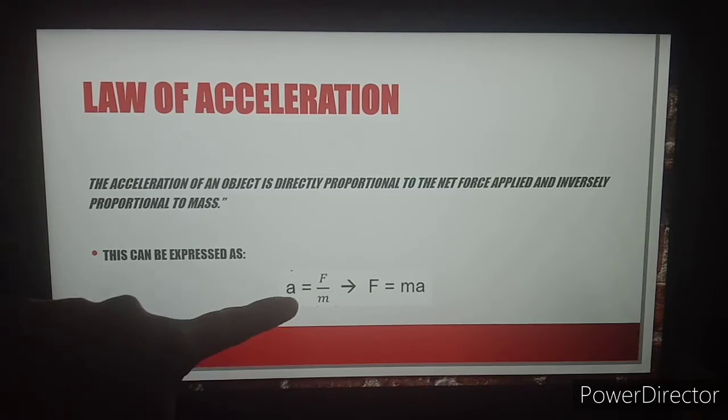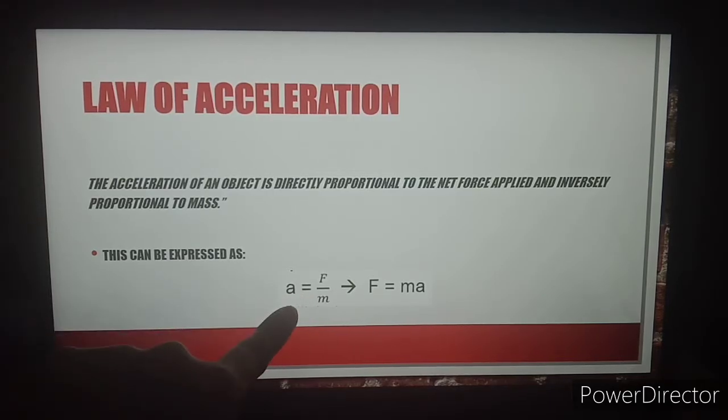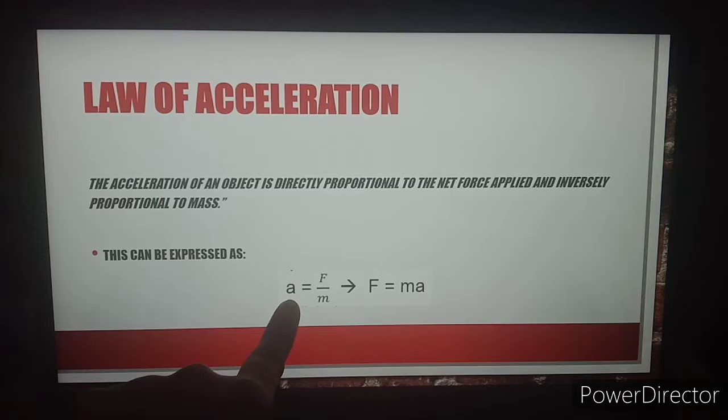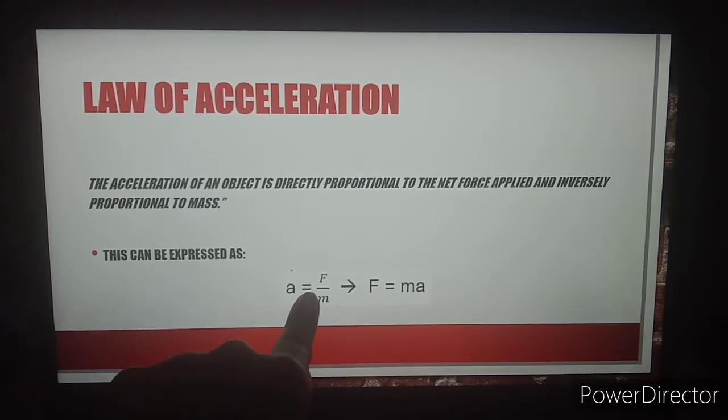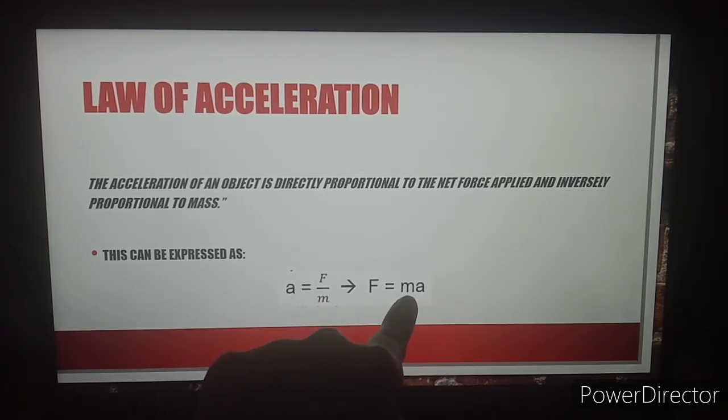Just imagine that there is a denominator under the a, and then when we cross multiply it, force is equal to acceleration and then mass. So we have force is equal to mass times acceleration.